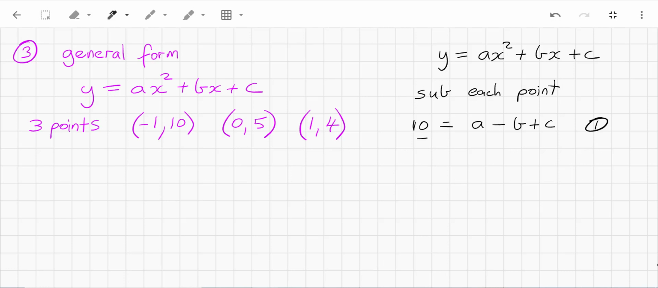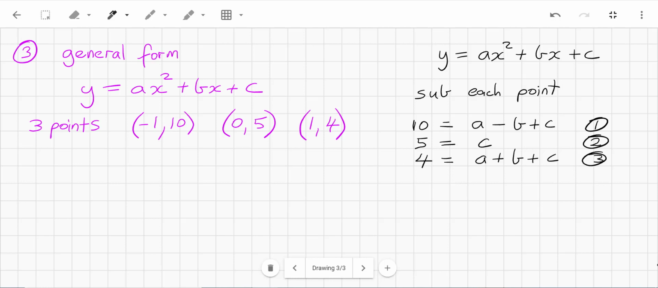The next one, 5, is equal to a times 0 is gone, b times 0 is gone, is c. So that's essentially my y-intercept. c is 5. And the last one, 4, is equal to a + b + c. So now I have 3 equations with 3 unknowns. Note from the second one that I know straight away that c = 5.